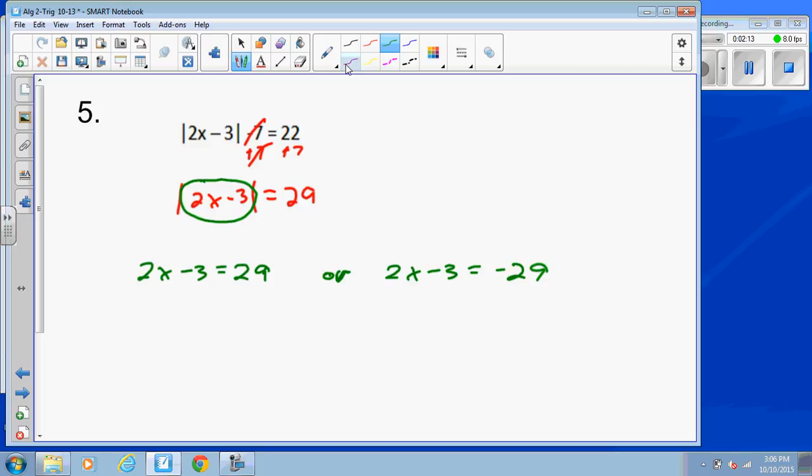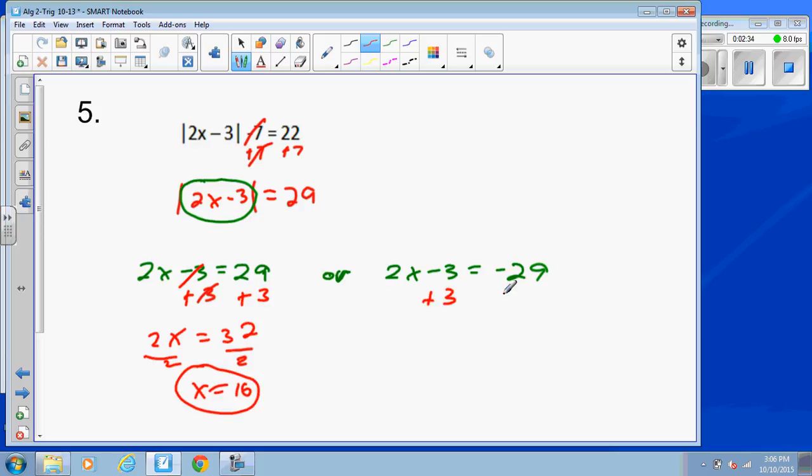So the steps now are what we did to solve an equation. First, we're going to add 3 to both sides, and that's going to give us 2x, these will cancel, 2x equals 32, divide by 2, x equals 16. That's one solution. And then I go over here, and I'm going to say plus 3, and that's going to cancel, and I'm going to say 2x equals -26, divide by 2, x equals -13. So those are my two solutions.